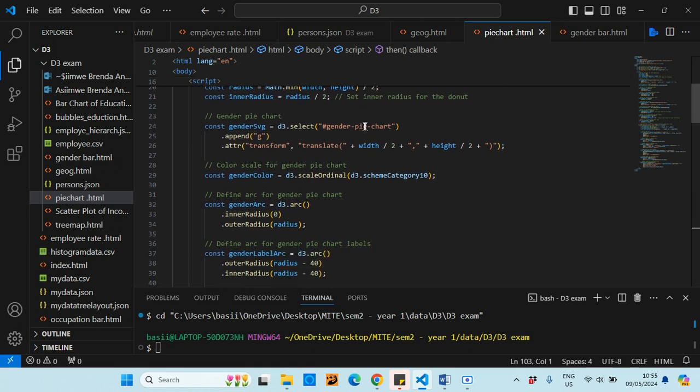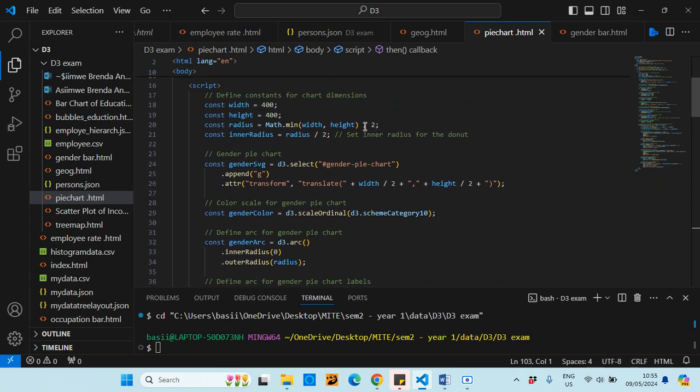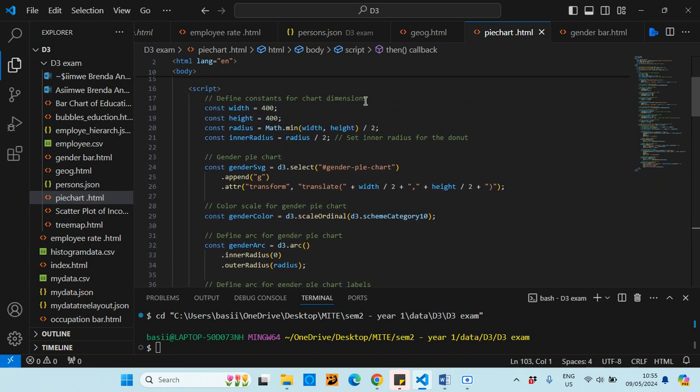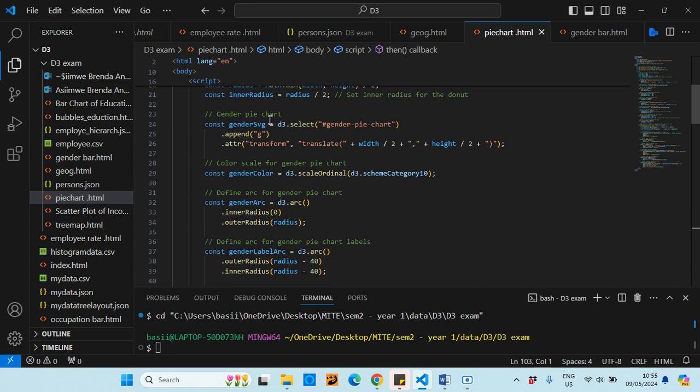After that we end up having, yeah, I have this. Basically, the outer radius will get the height and the width, and then divide it by two. I talked about the inner radius already.